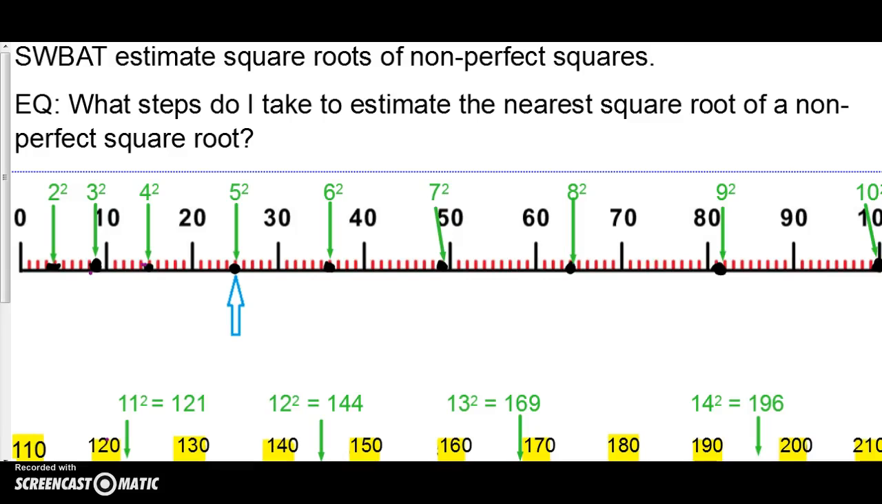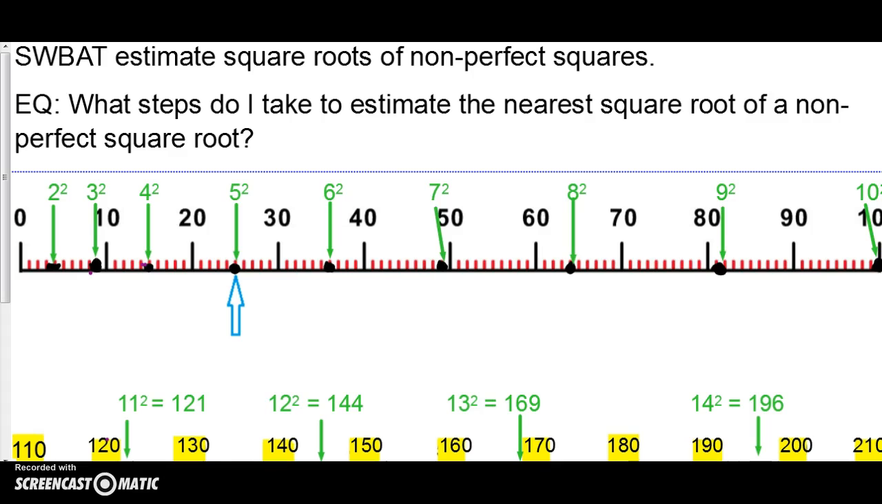Hello, this lesson is from page 130 in your book, and the objective is that students will be able to estimate square roots of non-perfect squares. That just means you'll find the two squares on either side of the number that's not a perfect square, and you'll see which one's closest. You'll do fine. So what steps do I take to estimate the nearest square root of a non-perfect square?